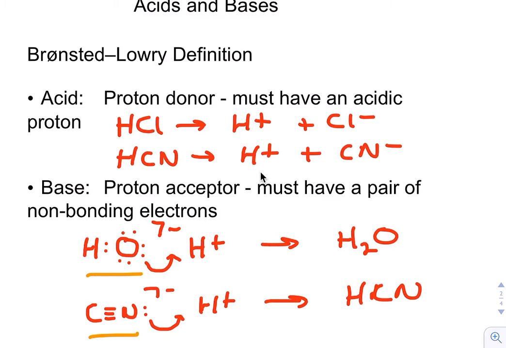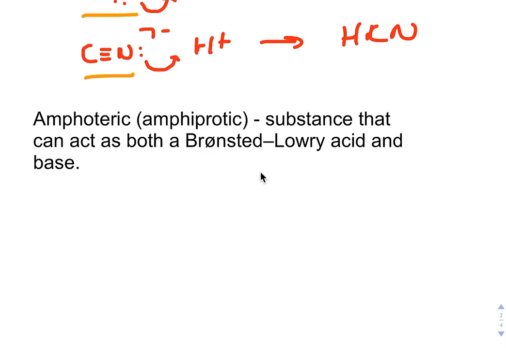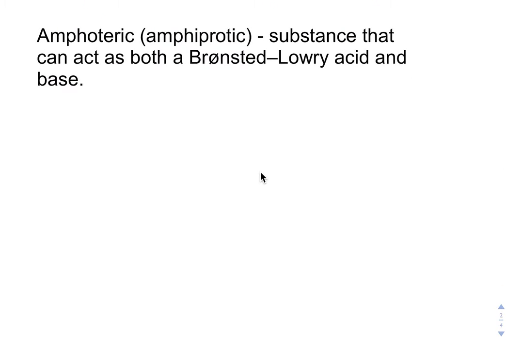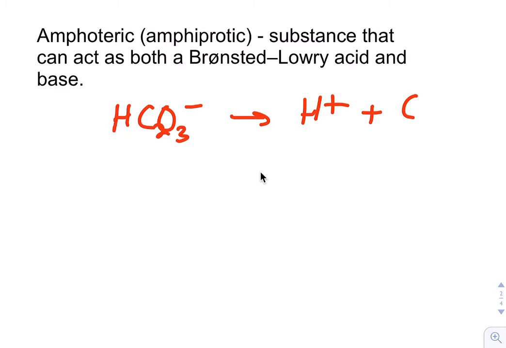So these are the two basic definitions that we'll be using. There are more advanced ones, but we'll just start with these. Now, using the Bronsted-Lowry definition, a substance can actually act as both an acid and a base. For instance, the bicarbonate ion, HCO3 minus. So we can see that this ion can donate a proton to yield the carbonate ion, or it could accept a proton.